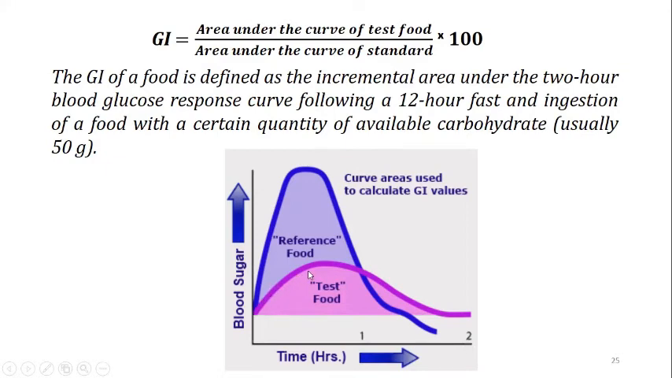Okay, here what we do is we give the food whose glycemic index we need to determine to a person, and we determine the blood sugar level for 2 hours, every 15 minutes. Okay, then we develop a graph, and the area under that is divided by the reference food, meaning glucose.